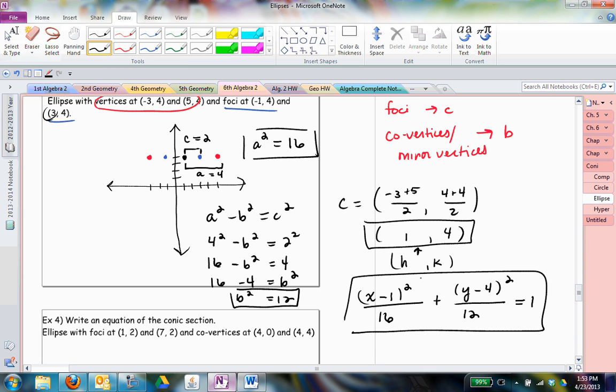So we check: is the A value underneath x or underneath y? It's underneath x. Okay, so that means it should be wider. And our foci should also be in the x direction, and they are, so we're good.